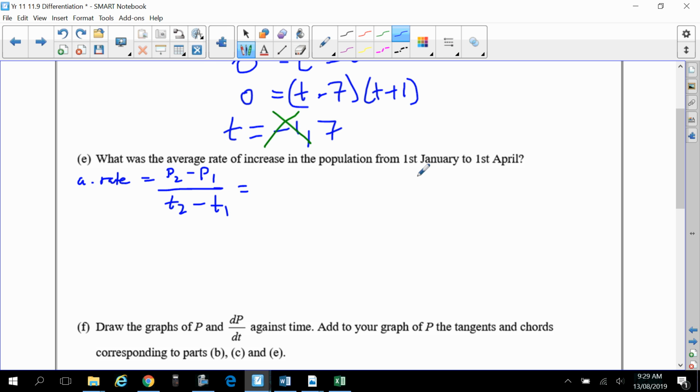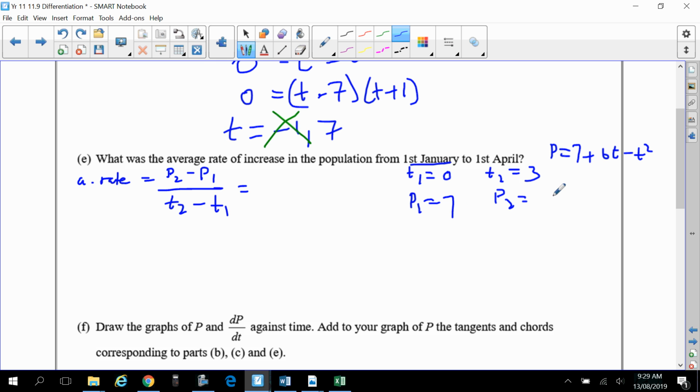So we have to work out the time. T1 is 1st of January. T2 is 3, not 4, April. And that will be P1, equal P2, equal. So we have to quote the formula. The formula was 7 plus 6t minus t squared. Substitute 0 in, get 7, substitute 3 in.